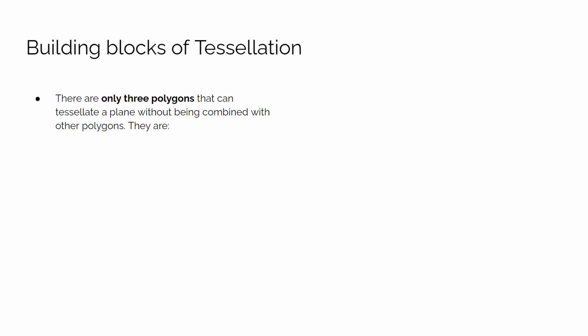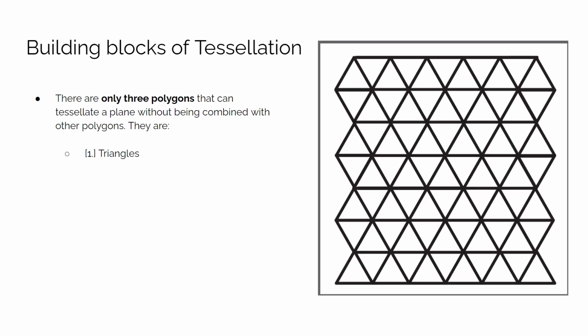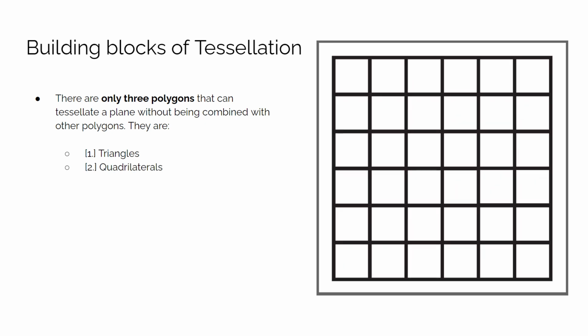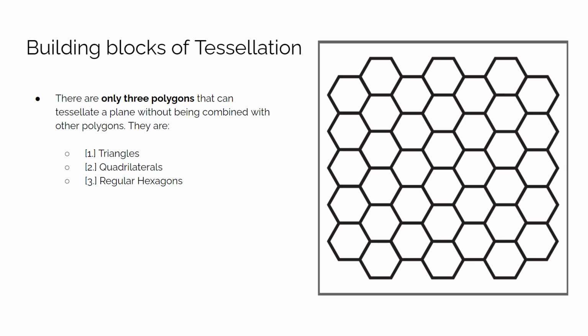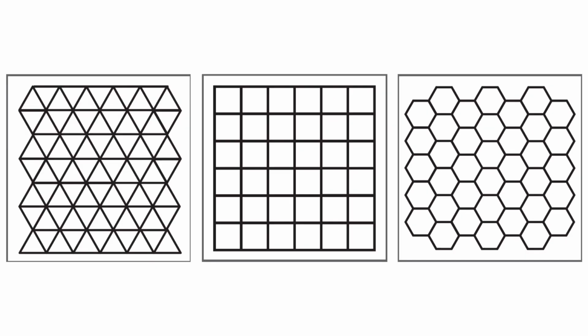Tiling a simple polygon. Of regular polygons, only 3 of them tessellate. They are triangles, quadrilaterals, and regular hexagons. Triangles, which means any kind of triangles. Quadrilaterals, which can be squares, rectangles, rhombuses, or any kind of quadrilaterals, and regular hexagons. These 3 polygons are the building blocks of any periodic tessellations, including Escher's drawings. So it's as simple as that.